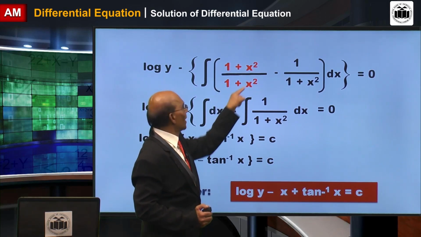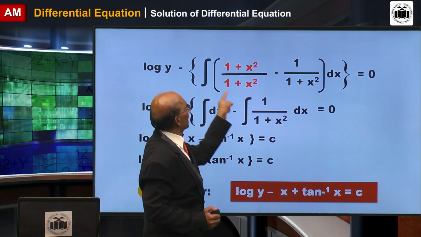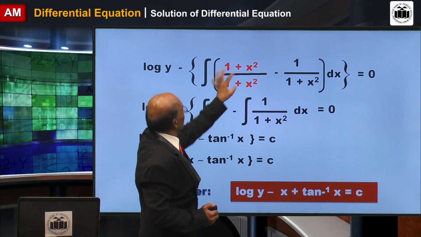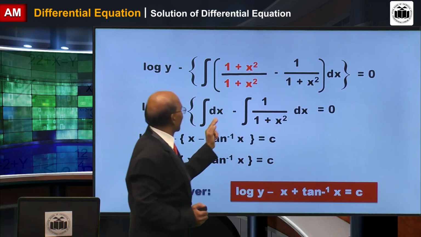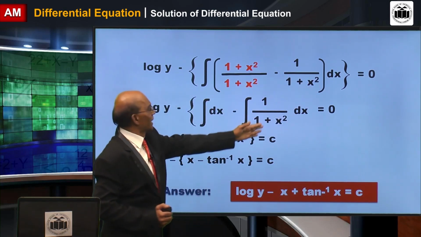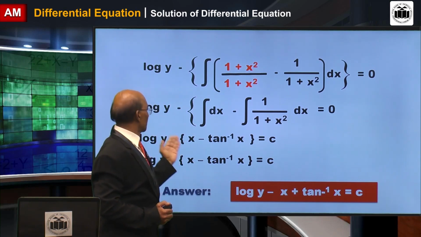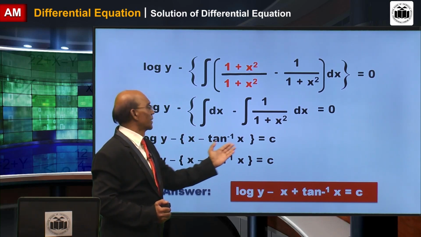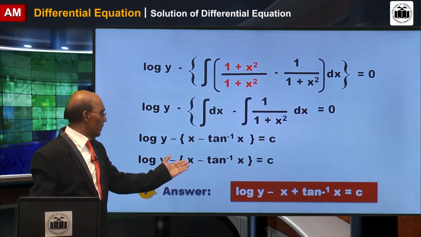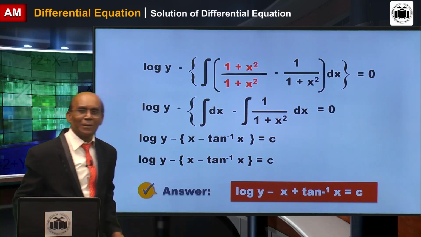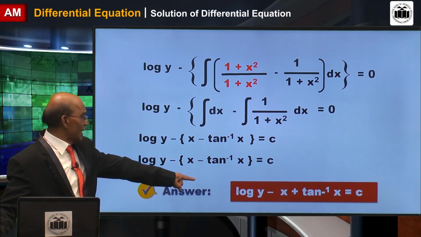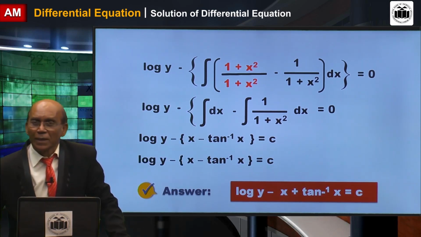See here, we are going to write this as (1 plus x square) upon (1 plus x square), which is 1, and by using that rule, this is 1 and this dx we are going to connect here, so the formula is dx minus 1 upon (1 plus x square) dx as it is there, and hence we get minus inside bracket x minus tan inverse x equals c. Finally we get log y minus x minus tan inverse x equals c. Your final answer here is log y minus x plus tan inverse x equals c.